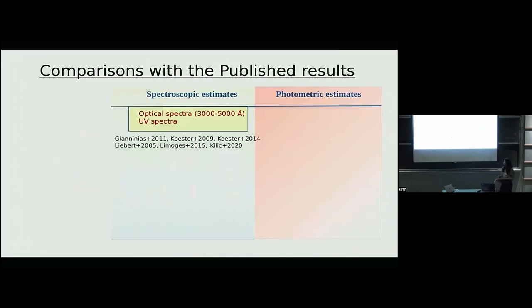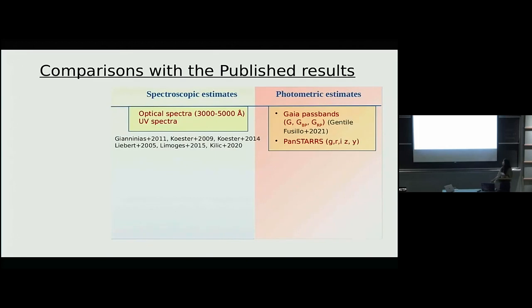Once we had all the results from the UV survey, we compiled all the previous literature because we wanted to test the consistency between the optical and UV parameters. Most of the studies we found are from optical spectra, like Gianninas and Koester's supernova progenitor survey. We also have a few older studies where they used older models and different methods.